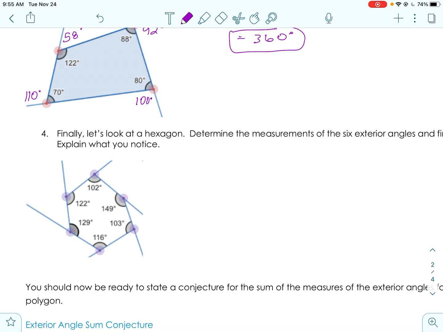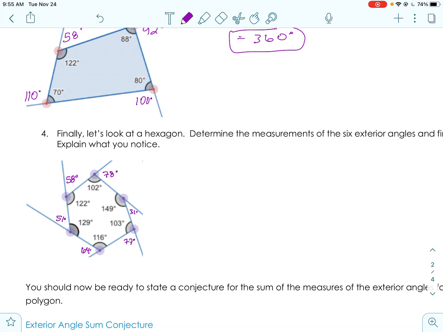180 minus 122 is 58 degrees. 180 minus 102 is going to be 78 degrees. 180 minus 149 is going to be 31 degrees. And then 180 minus 103 is going to be 77 degrees. 180 minus 116 is going to be 64 degrees. And then 180 minus 129 is going to be 51 degrees.